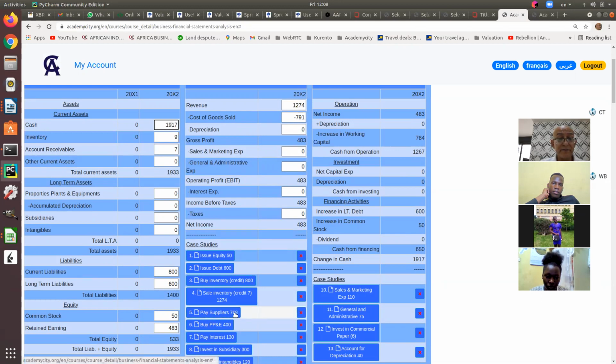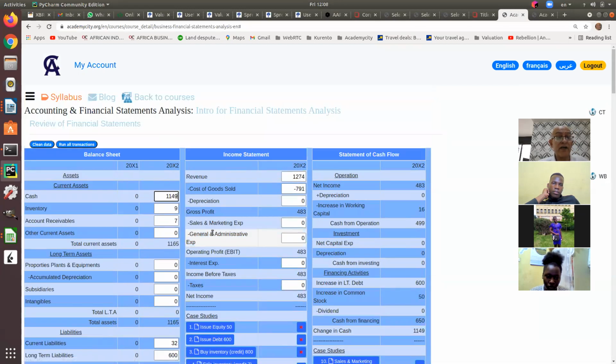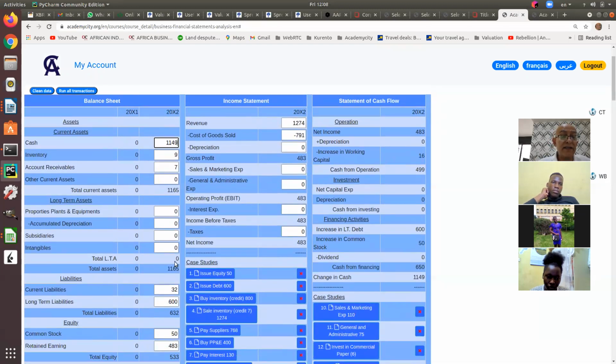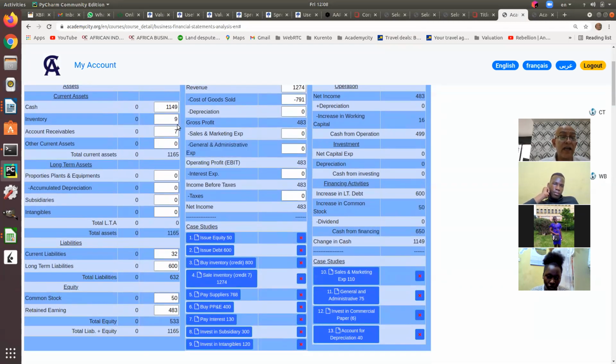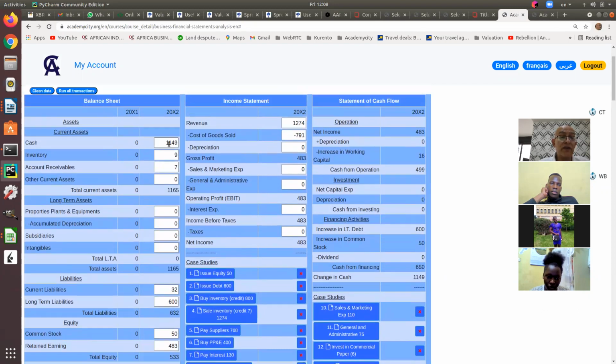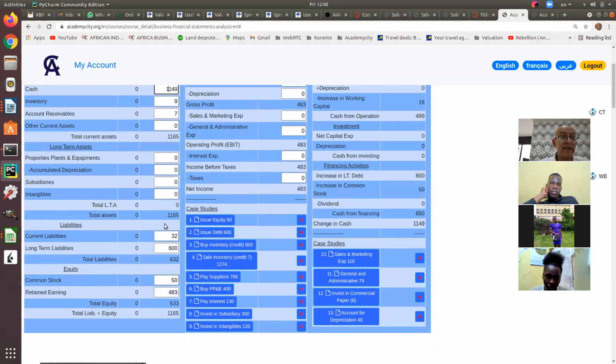Let's click. Yeah, our cash went down by the 768, and my debt to the supplier went down by 768. Total liabilities went down by 768. My liability went down by 768, and my cash went down by 768. Again, the total assets equal to liability plus equity hold.